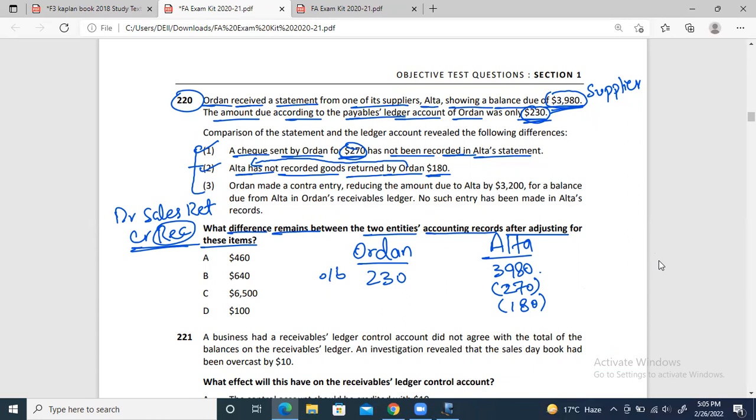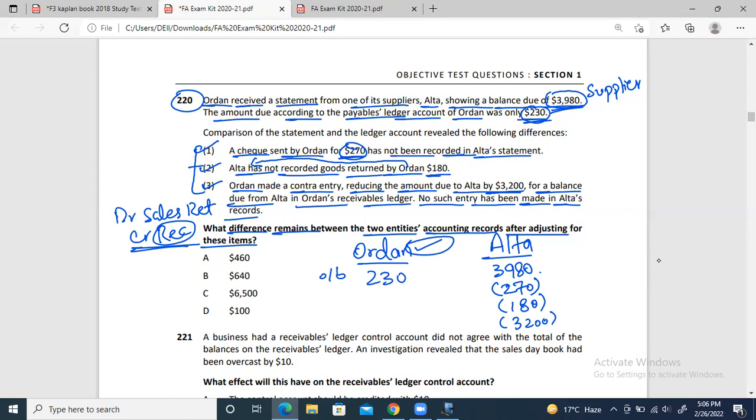Okay, now let's do the last one as well. Orden made a contra entry reducing the amount due to Alta by 3,200 for a balance due from Alta in Orden's receivable ledger. No such entry has been made in Alta's record. So that means the contra was successfully done by Orden. He made the entry, but Alta did not make it. That means contra also reduces the balance. So there is a third minus over here as well, and that is minus 3,200, right? So these are the final balances.